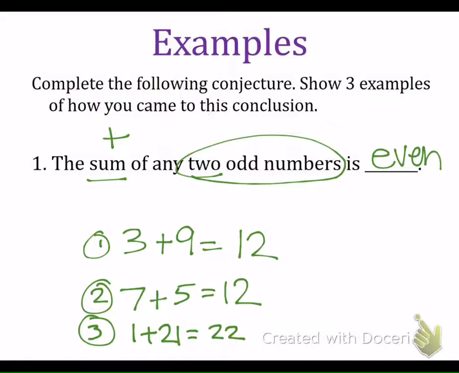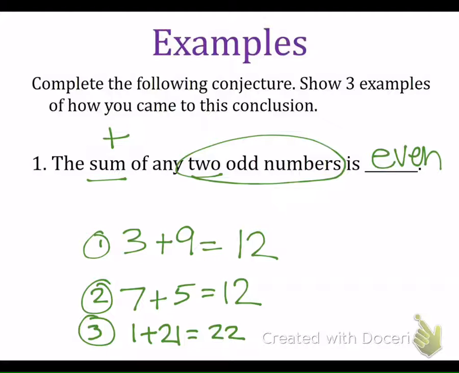Now, I always like to pause and see if I can come up with a counterexample. Can you come up with a time where this wouldn't be true? You're adding 2 odd numbers and you get something that's not even. 0 is not even or odd, so you can't use 0. Actually, I think 0 is technically considered even. It's definitely not odd.